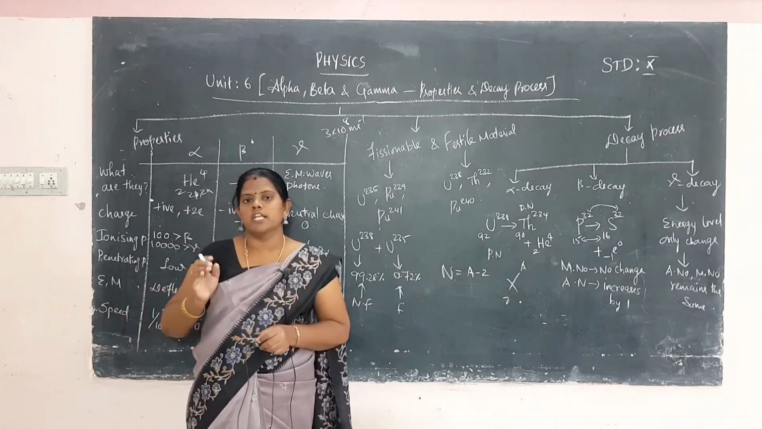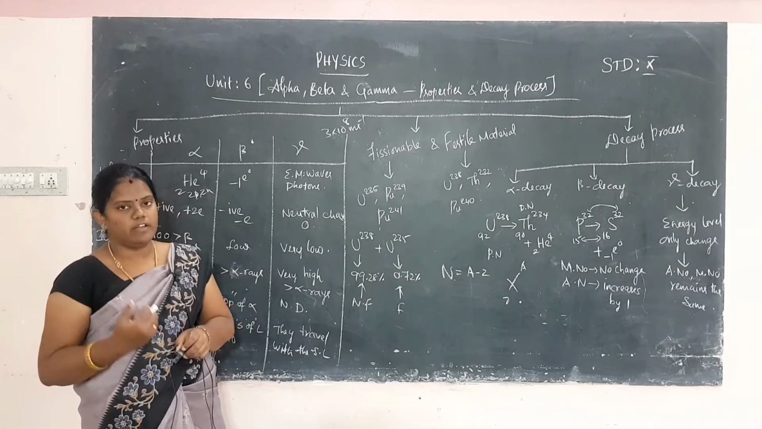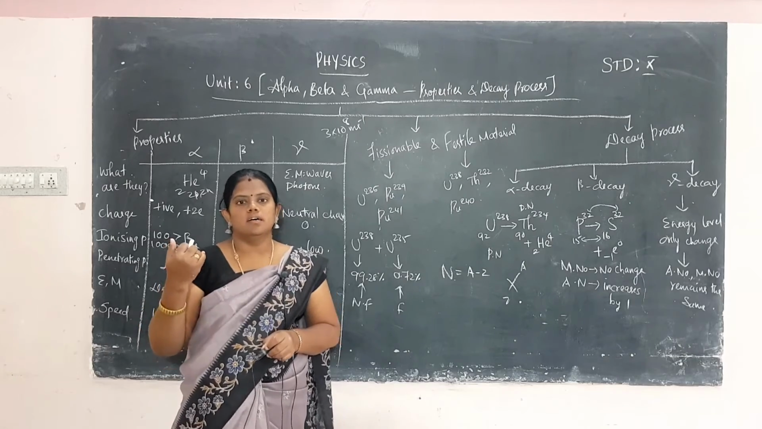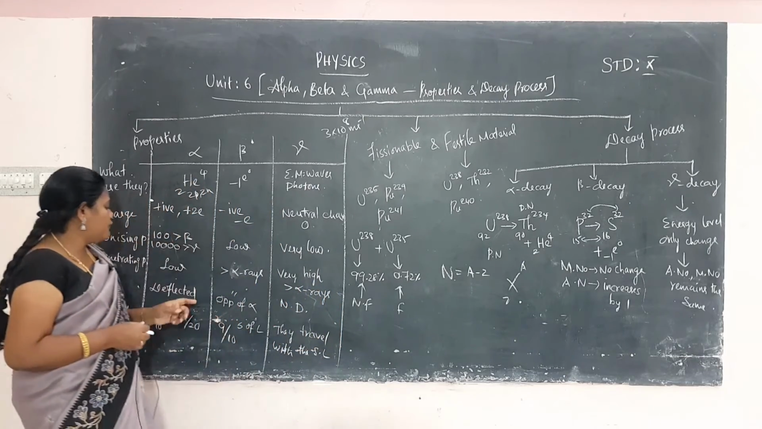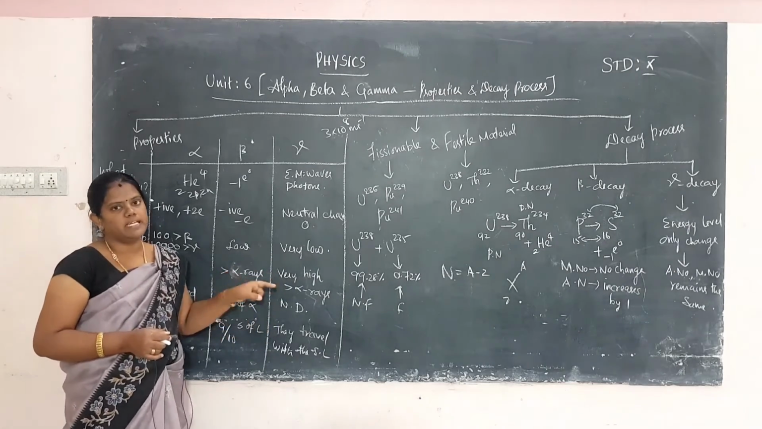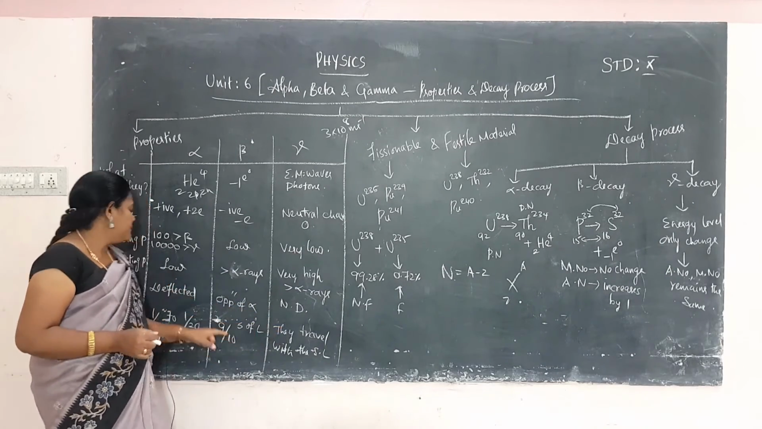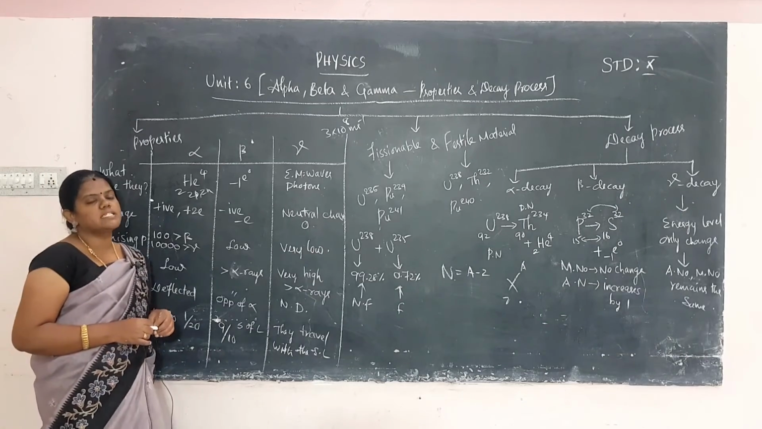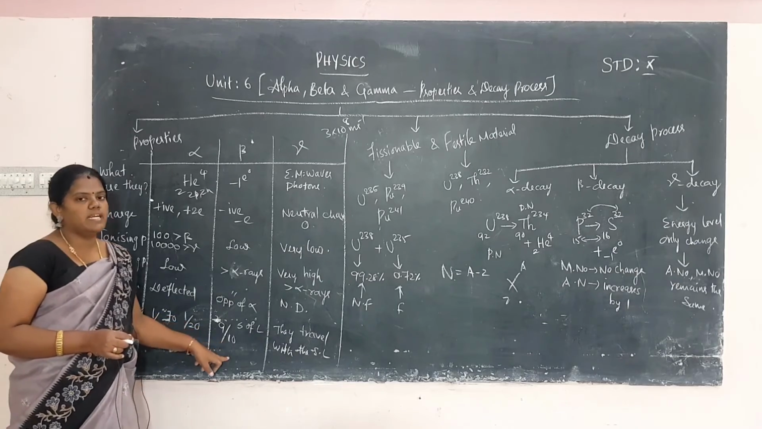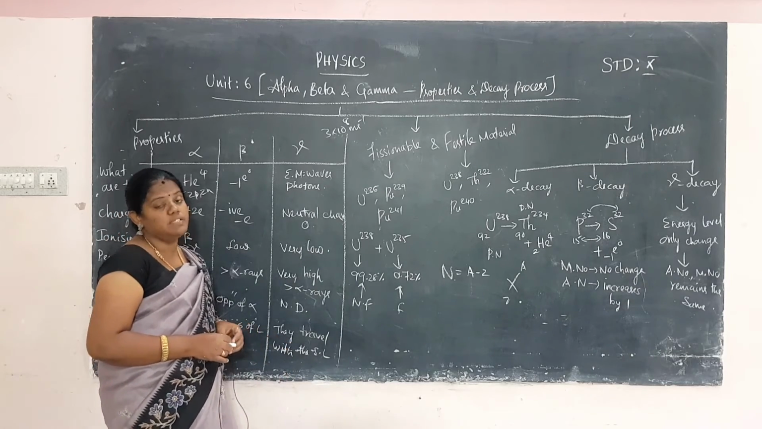So alpha rays definitely will be deflected by electric field and magnetic field, and beta rays will also be deflected, but the direction of deflection will be opposite to that of alpha rays. Gamma rays will not be deflected by the electric field and magnetic field. The speed of alpha rays is 1/10 to 1/20 times the speed of light, beta rays is 9/10 times the speed of light, and gamma rays travel with the speed of light.